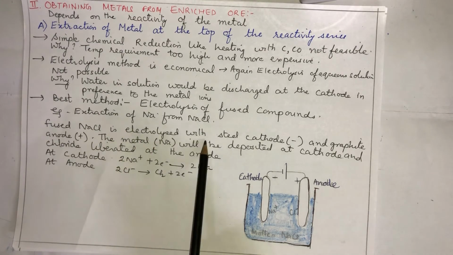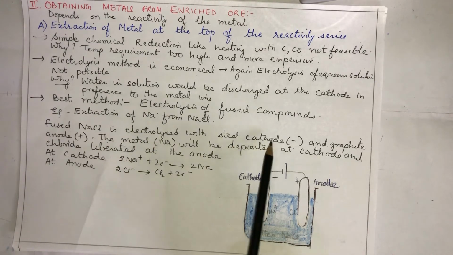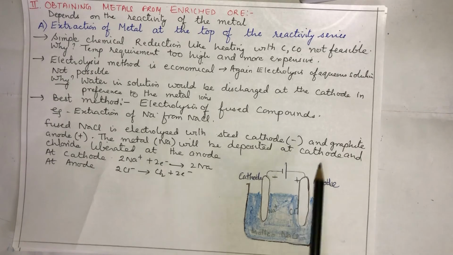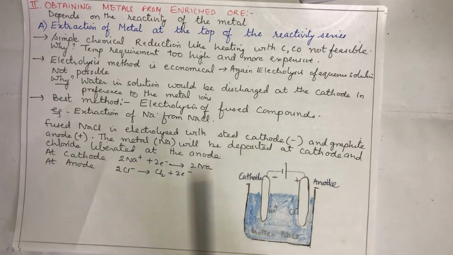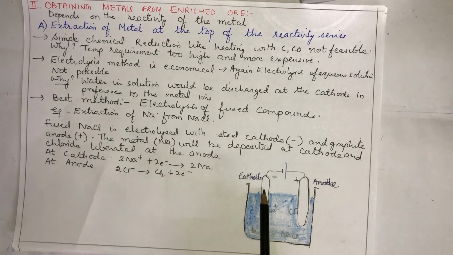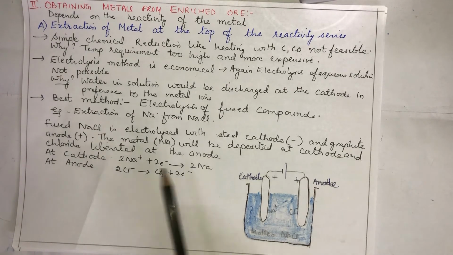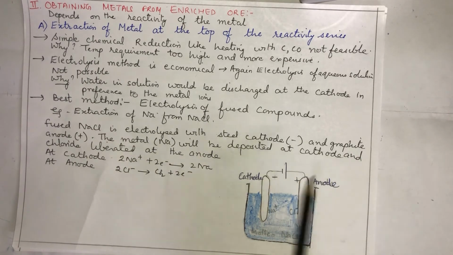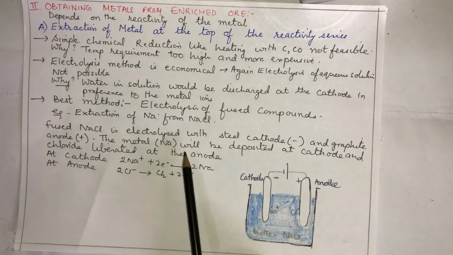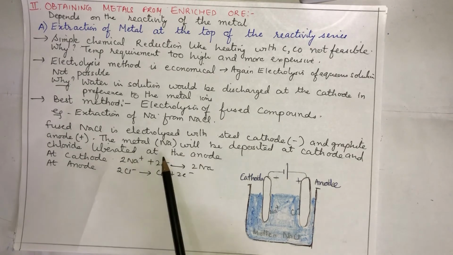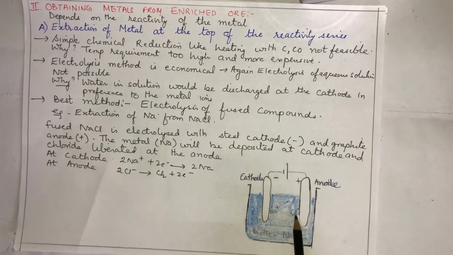is electrolyzed with steel electrodes. These are two electrodes, a steel cathode and a graphite anode. This is the steel cathode, this is the graphite anode. The metal sodium will be deposited at the cathode. See, sodium metal is depositing over here at the cathode, and chlorine will be liberated at the anode. The chlorine gas is liberated over here at the anode.